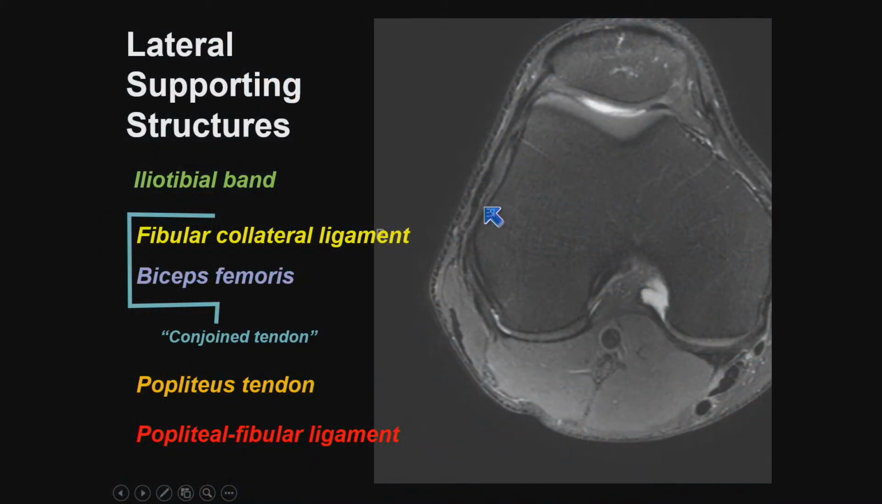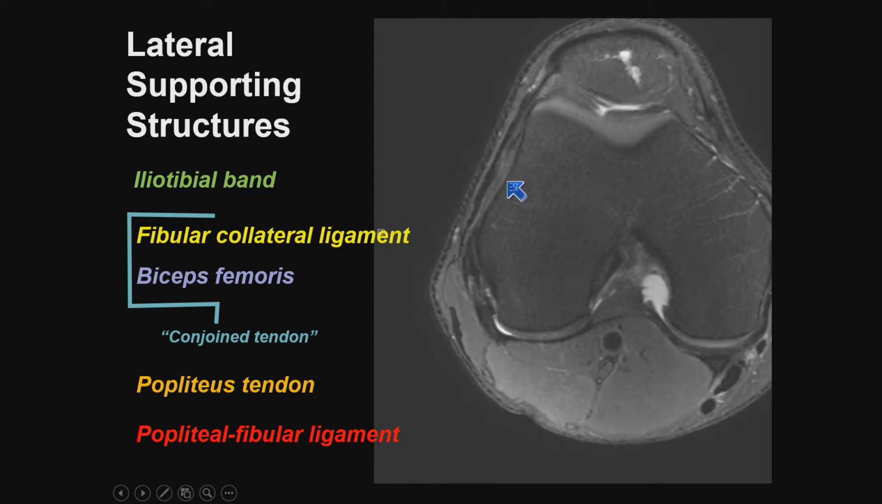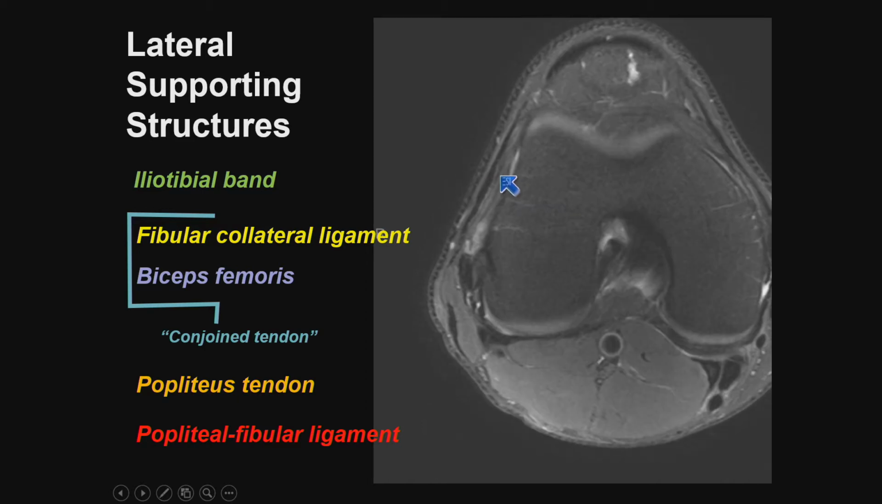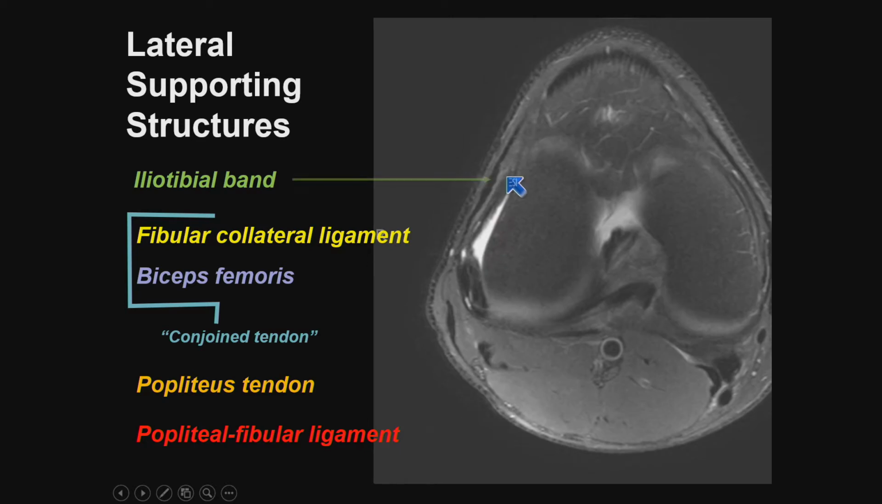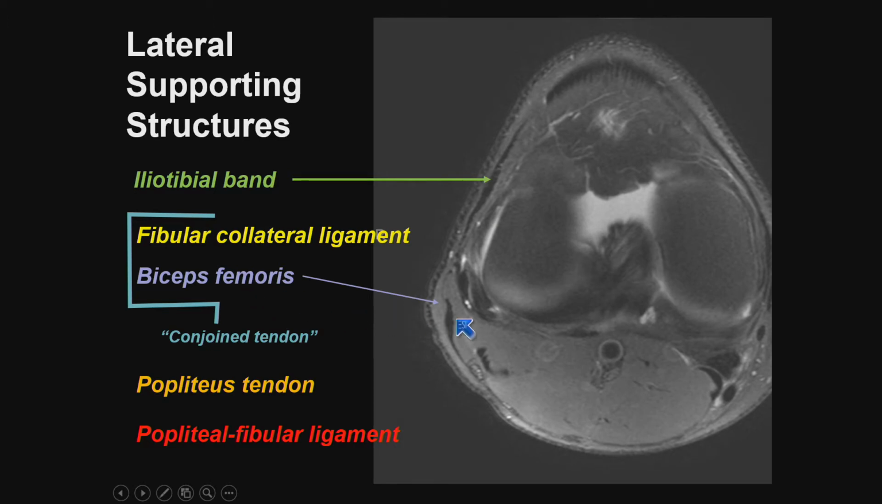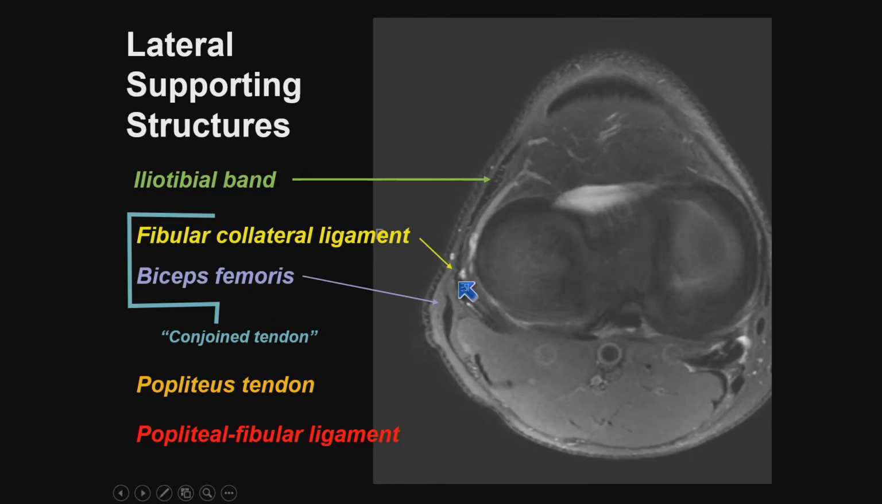You can see these really well on the axials, at least some of them. As you scroll down through the knee joint, we see the iliotibial band here as a thickening of that lateral retinacular tissue. We see the biceps femoris tendon. In front of that, we see the fibular collateral ligament. So those two things come down together and form the conjoined tendon.